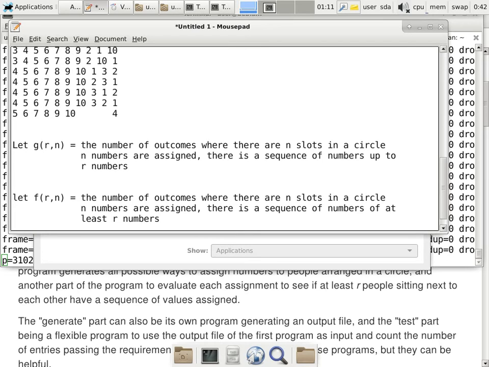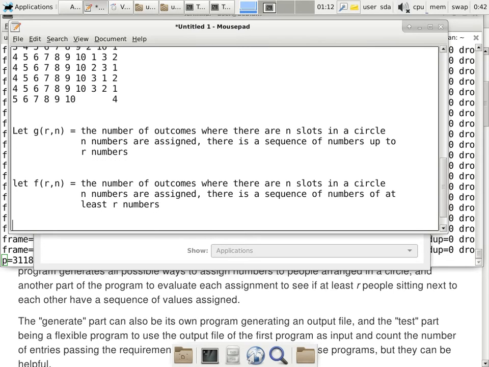Let me see. What would be a better way to put this? How about this? Okay, I'll work on a very specific case here. So f(7, 10) is the same as g(7, 10) plus g(8, 10) plus g(9, 10), but I don't want to add g(10, 10) because g(10, 10) is the same as g(9, 10), because what I'm really trying to do is to find the union of these sets.